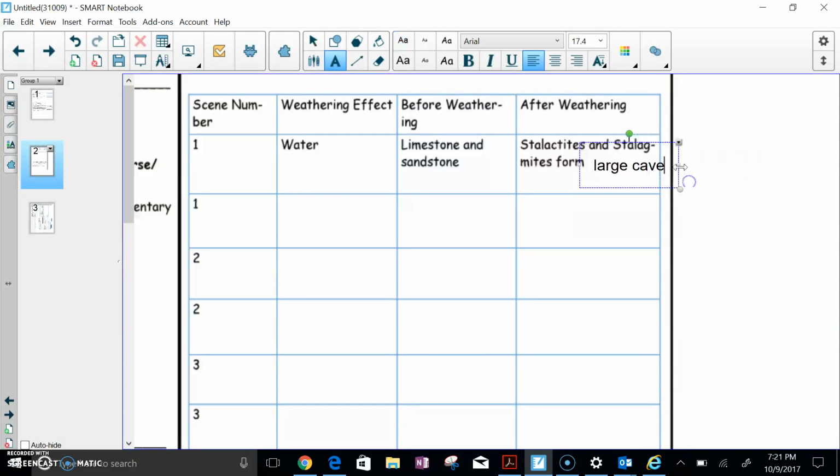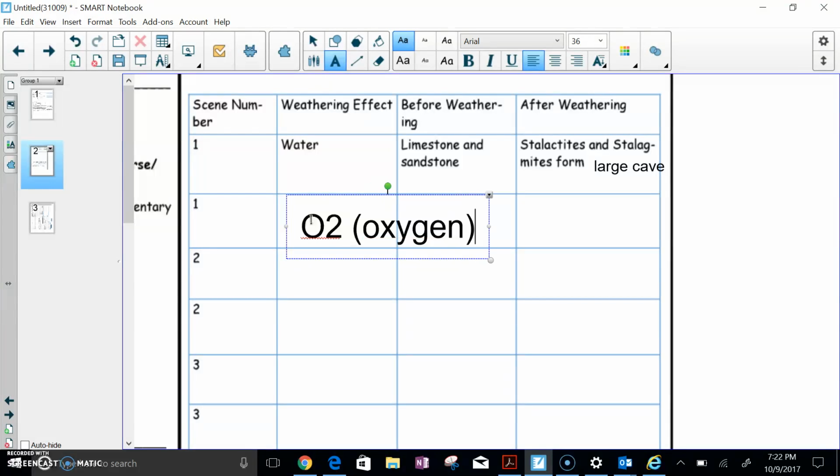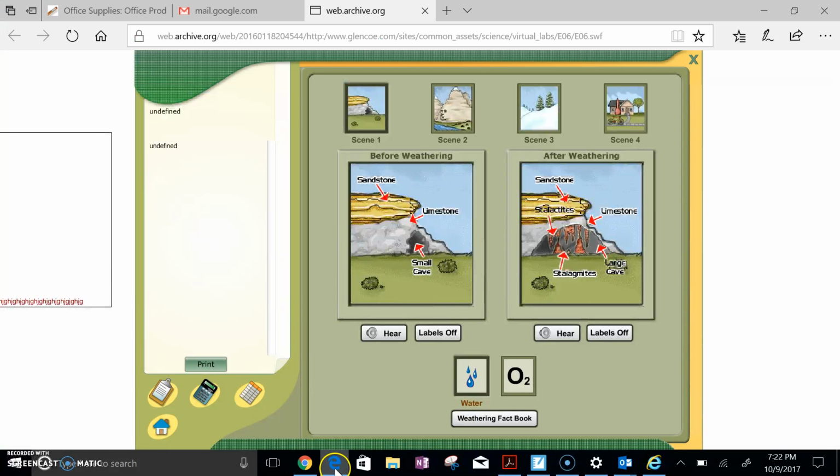Okay. Now down here, scene number 1, we're going to do again, but this time we're going to use O2, which is oxygen, as our weathering effect. So now these things don't happen alone. Sometimes we have both water and oxygen affecting a cave. But this is so you can see how they affect them differently.